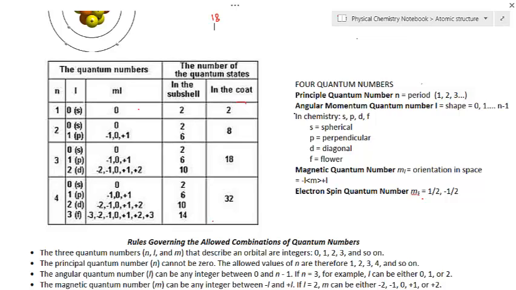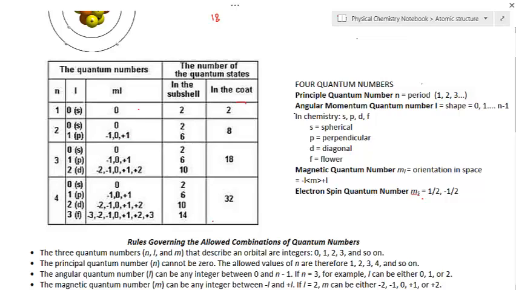Within each suborbital, there is also a magnetic quantum number, ML, which describes the orientation of an electron in space. So you can see that ML goes from minus L, 0, plus L. In the case of 2, it's minus 1, 0, plus 1. In the case of 3, it's minus 2, minus 1, 0, plus 1, plus 2. So you can see that for the P shell, there are 3 orientations that are possible.